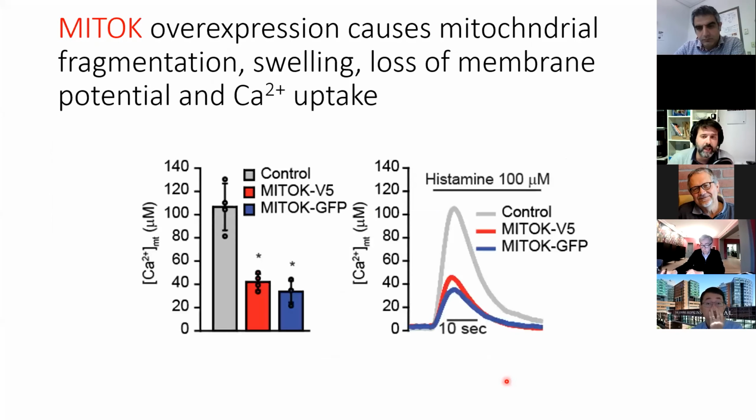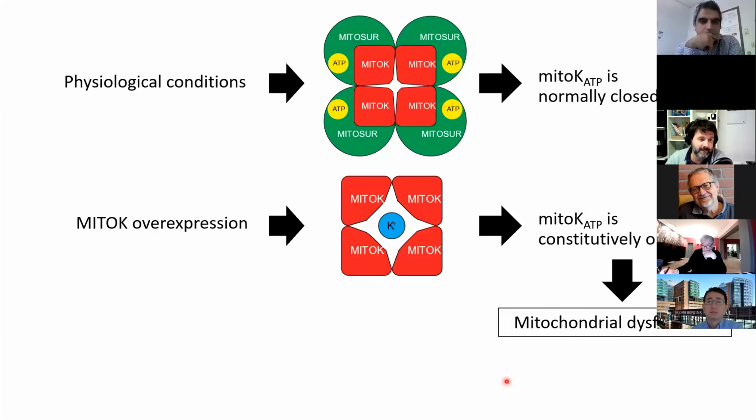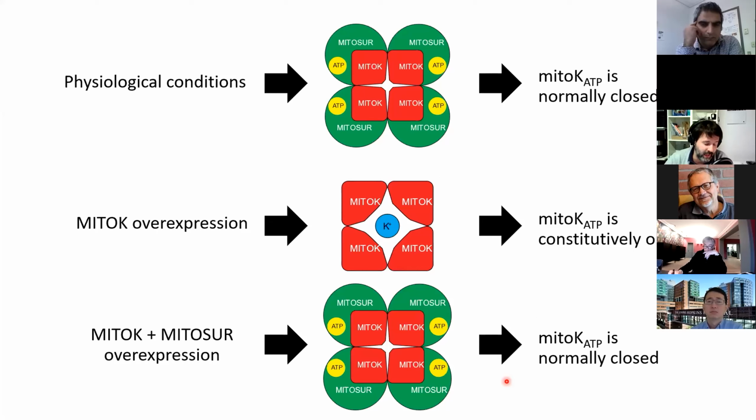Also mitochondrial calcium uptake, that of course depends on the existence of mitochondrial membrane potential, is dramatically reduced in MITOK expressing cells. And of course, this is in line with the fact that MITOK is the potassium permeant subunit that can't be inhibited by ATP, as we demonstrated in the planar lipid bilayer system. So the idea is that if we put back the regulatory and inhibitory subunit, we can have a normally gated mitoK ATP channel. So we should recover the phenotype triggered by the overexpression of MITOK alone.